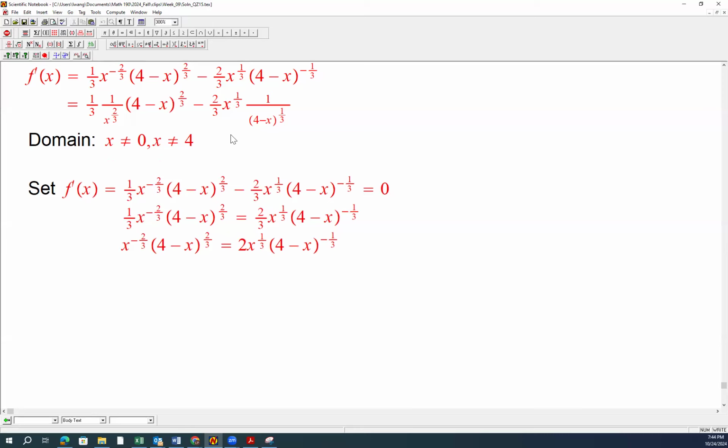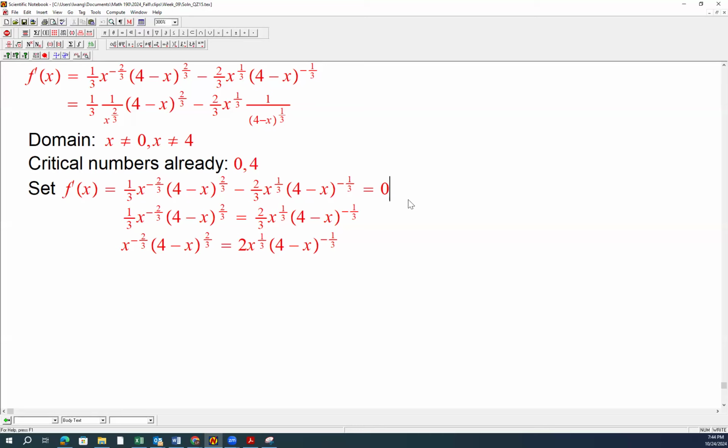So at this point, we already found 2 critical numbers, which are 0 and 4. But we may find more, because we also have to set the derivative equal to 0. The question may not be complete because we have to set the derivative equal to 0.